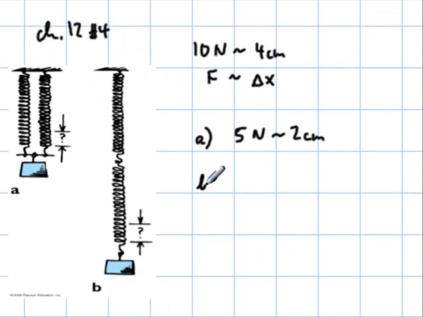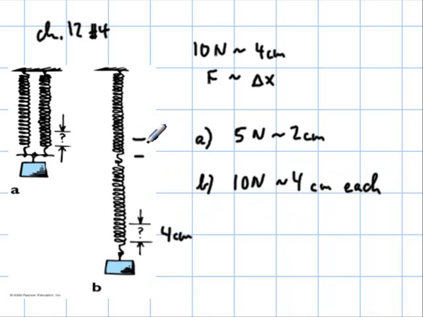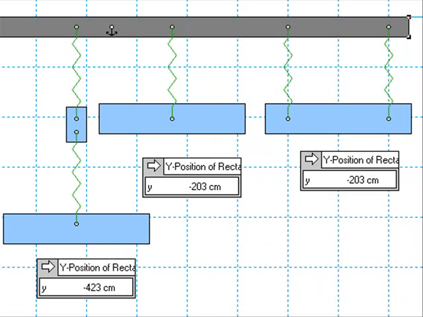Part B. Each of the springs has to hold up 10 newtons, so each of them will stretch 4 centimeters each. So this one is going to be 4 centimeters, and this one here as well is 4 centimeters. This can be shown with this animation.